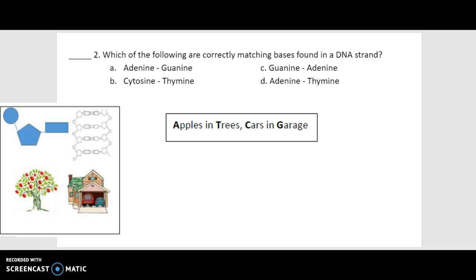Okay guys, this is question 2. The question says, which of the following are correctly matching bases found in a DNA strand? Alright, so for this question, I put 2 images up here from the cheat sheet.